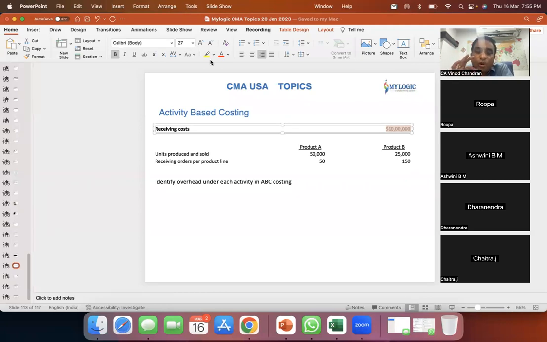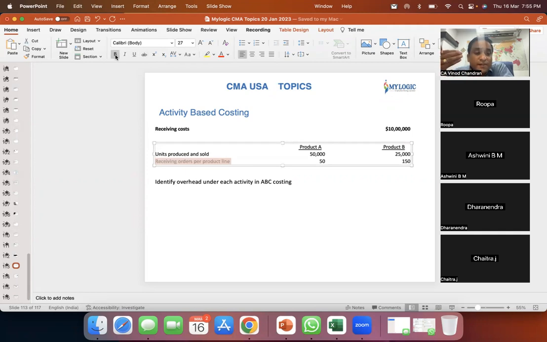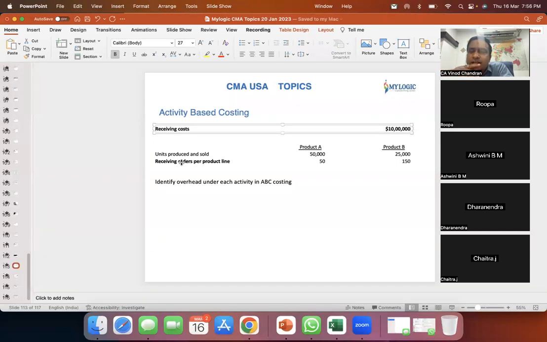Now, against this receiving, what is my cost driver? If you look at units produced and sold, it's overall. But there is something called receiving orders per product line. So I have two products, product A, product B. The number of receiving orders received for product A is available. Number of orders received for product B is available. Everyone in agreement with me? So you identify what is my activity. You also identify what is driving that. It is nothing but the receiving orders. Are you in agreement, guys? Everyone?